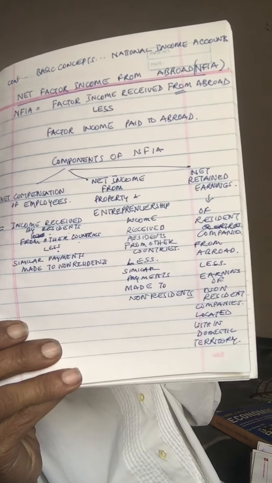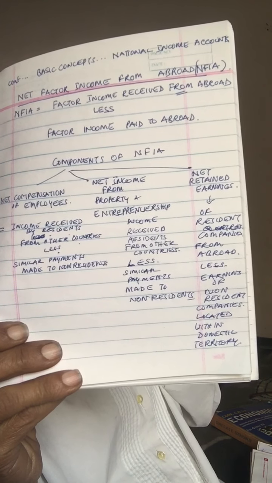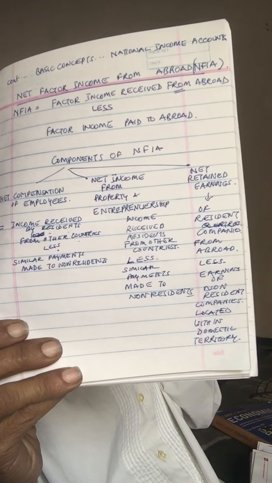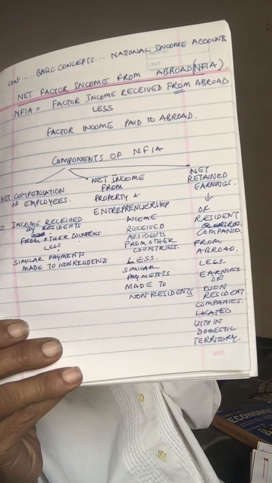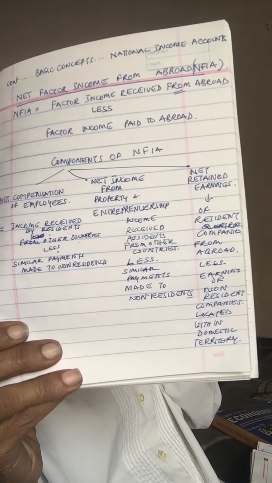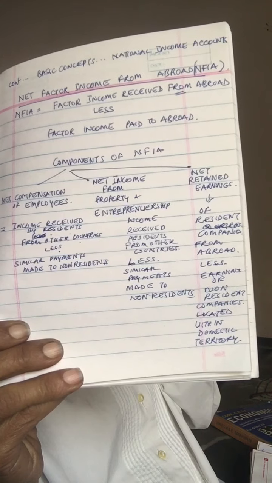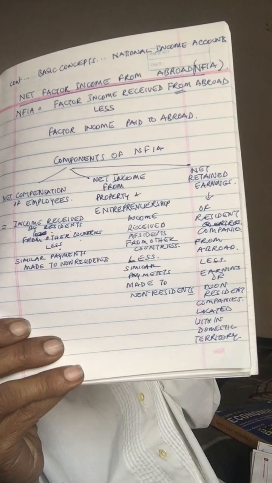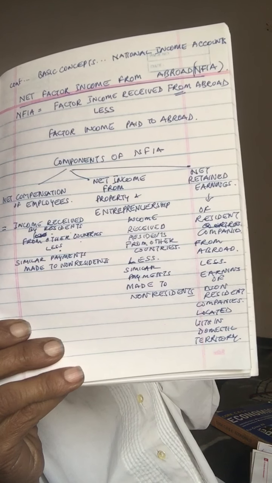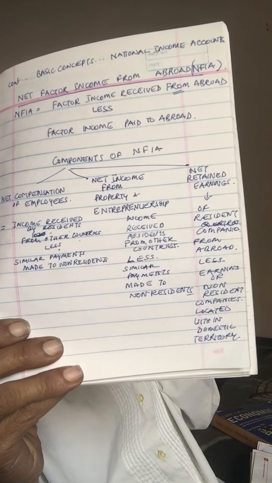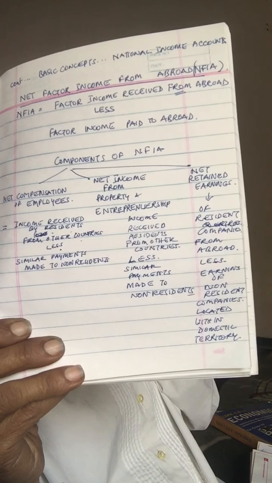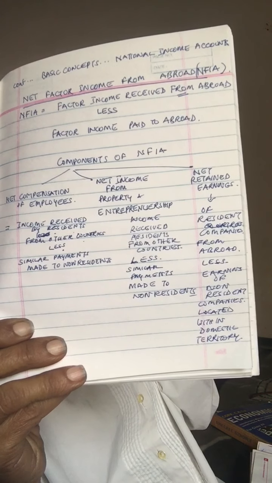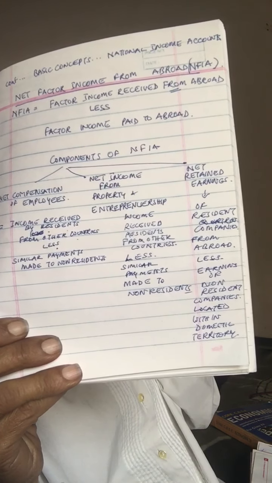If I say compensation of employees to Indian employees working in Japanese embassy in India, what is it? It is factor income from abroad, because the Japanese embassy in India lies outside the domestic territory of India. If I say profits earned by a branch of an American bank in India, what is it? It is factor income to abroad, as it is earned by America from India.